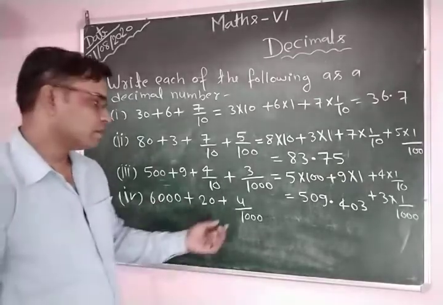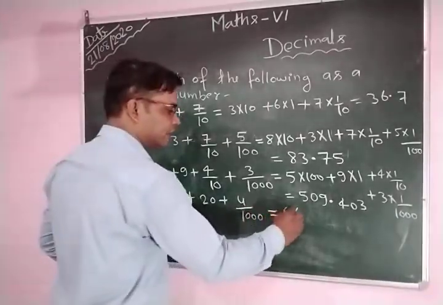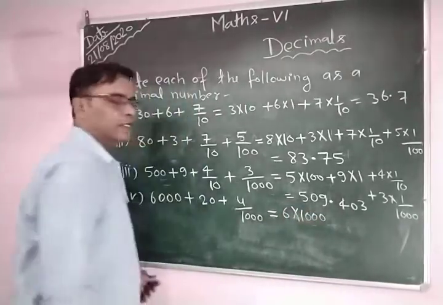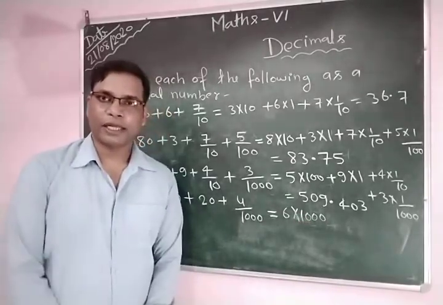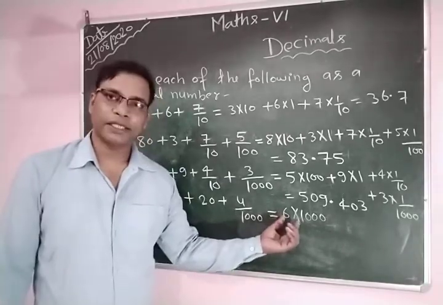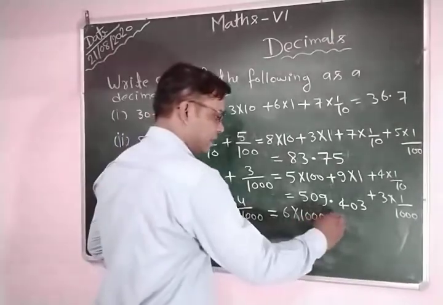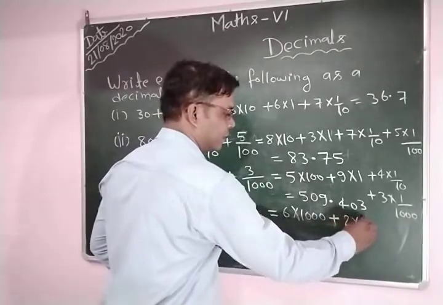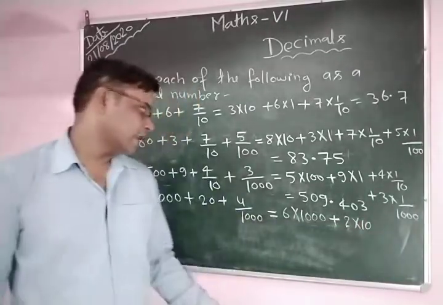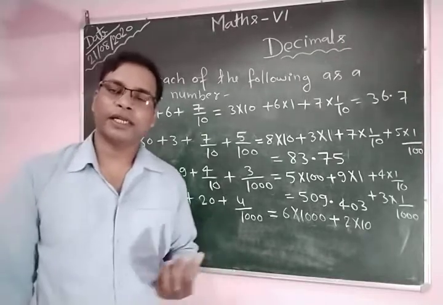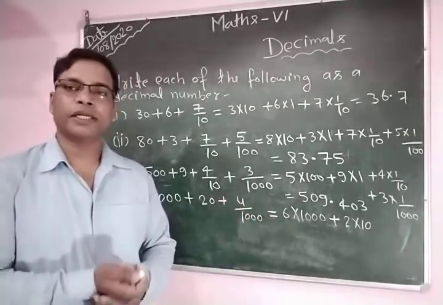Now, next part, 6000 plus 20 plus 4 by 1000. So you can write it like this. 6000 is 6 into 1000. This 1000 represents the thousands place. It means that we can write 6 at the thousands place. And this is 20, you can write 20 like this, 2 into 10. So here this 10 represents the tens place. After this the ones place is absent here, so we can write 0 at the ones place, and the hundreds place is also absent here, so we write 0 at the hundreds place.